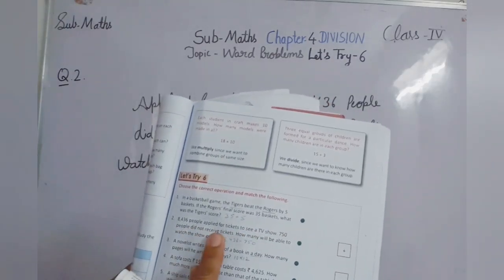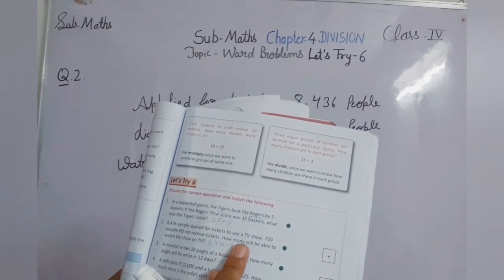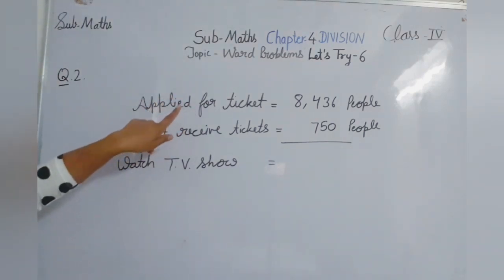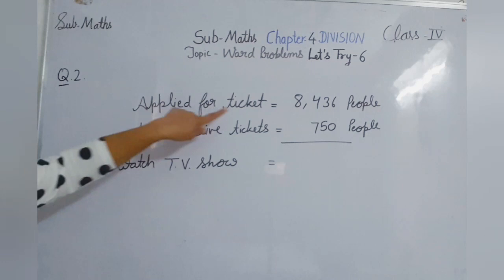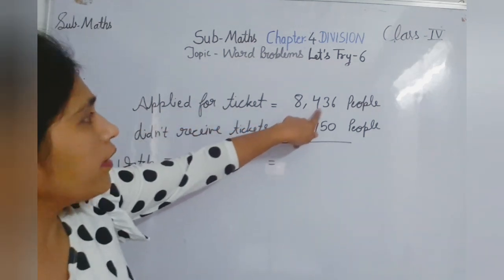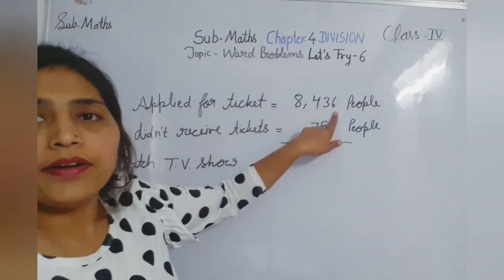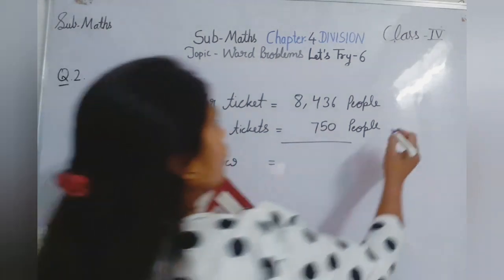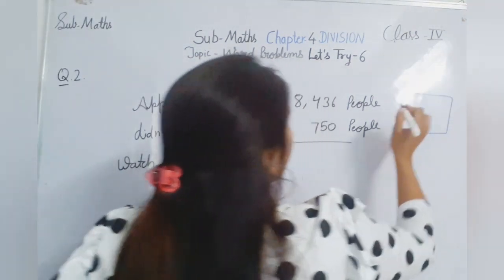750 people did not receive tickets. How many will be able to watch the TV show? So what they have given us is one TV show, and to watch that TV show, a total of 8,436 people applied for tickets. Yes, to watch a TV show, or you can say a movie. One movie is there.